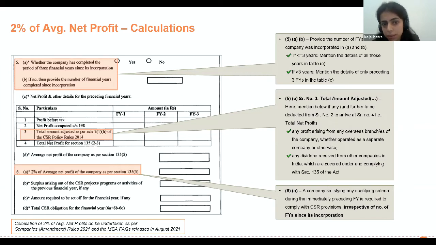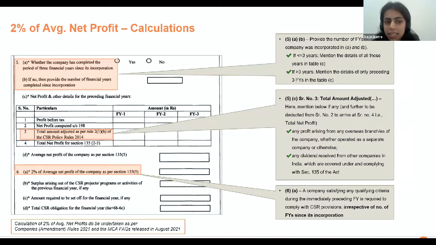As mentioned in the CSR rules, while calculating the 2% obligation through these average net profits, any income received from an overseas branch of the company and or any dividend received from a company in India that itself is compliant with the CSR rules will need to be deducted from the net profits.